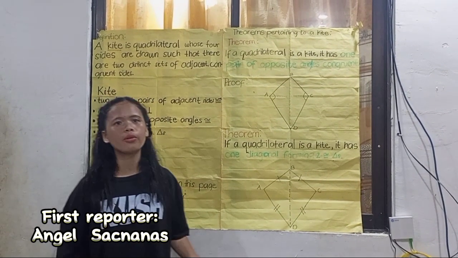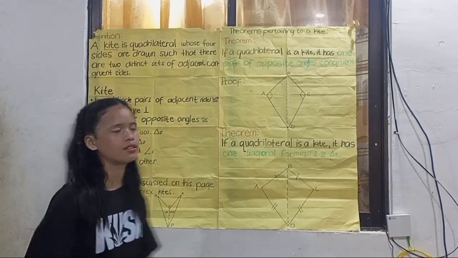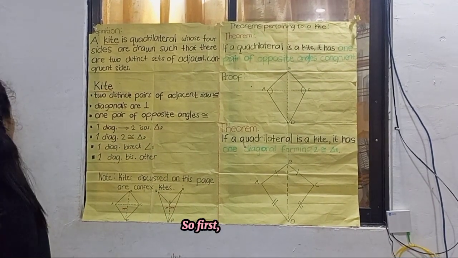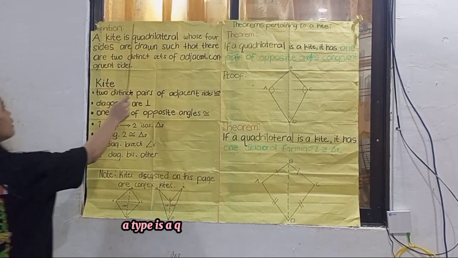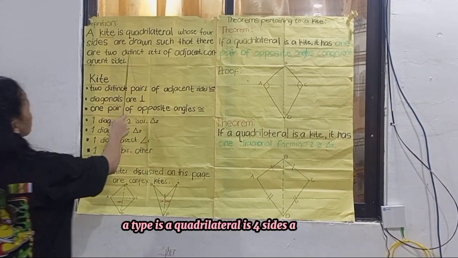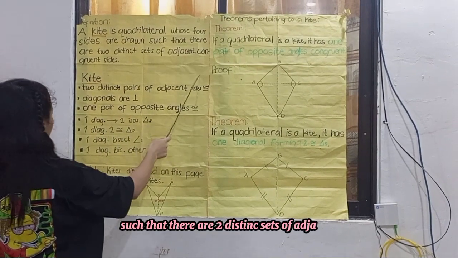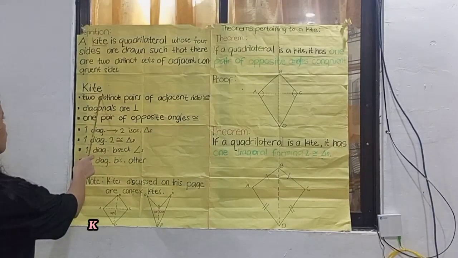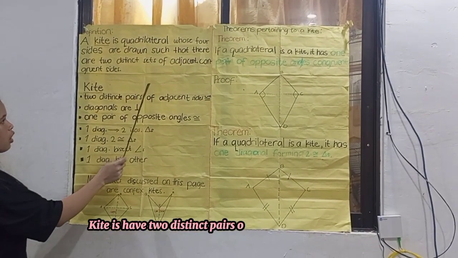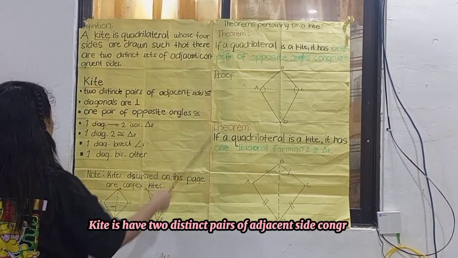So first, this is the definition. A kite is a quadrilateral whose four sides are drawn such that there are two distinct sets of adjacent congruent sides. It has two distinct pairs of adjacent sides congruent.